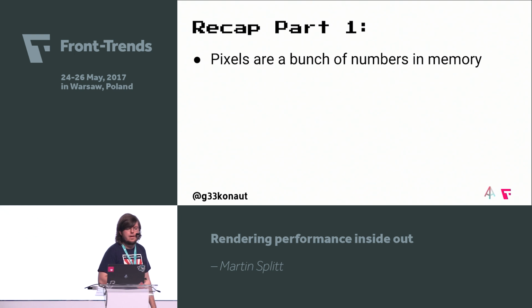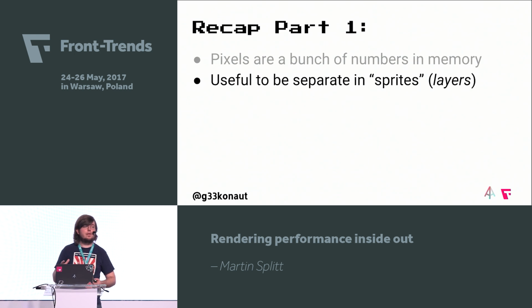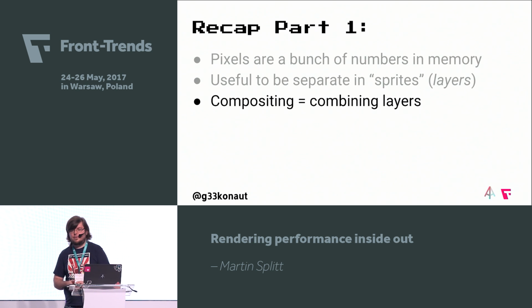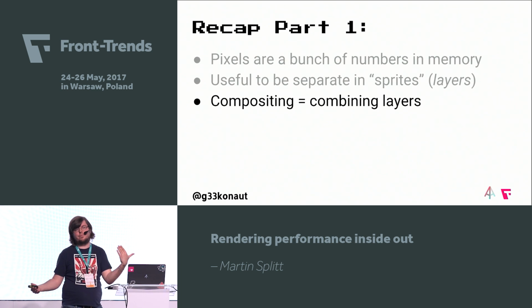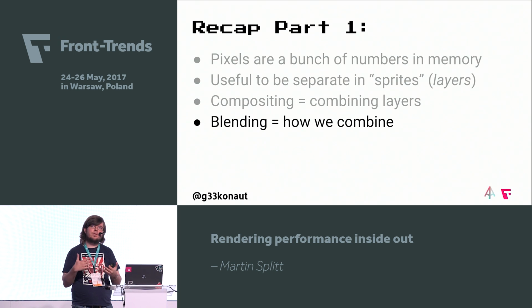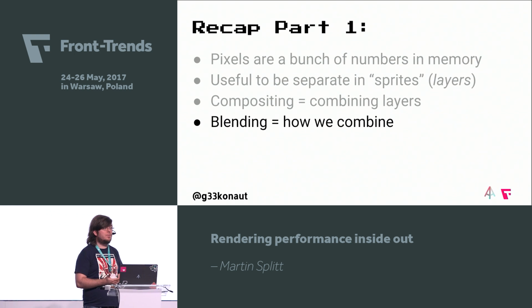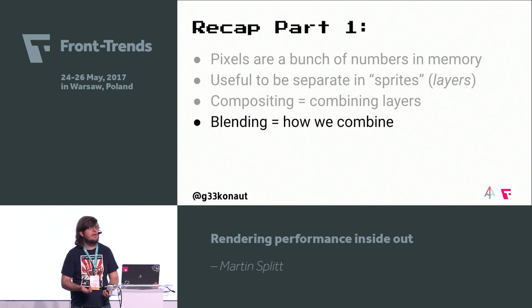So let's recap quickly. Pixels are basically just a bunch of numbers in memory, and they are really useful because we can separate them into different arrays and then just combine and copy arrays over. The cool thing is that compositing is basically just copying things, and that's really fast, and we can run a function on how we copy things, so that's really nice. How we combine can be determined by figuring out what kind of blend mode we are using. That gives us a bit of flexibility in our art direction as well.